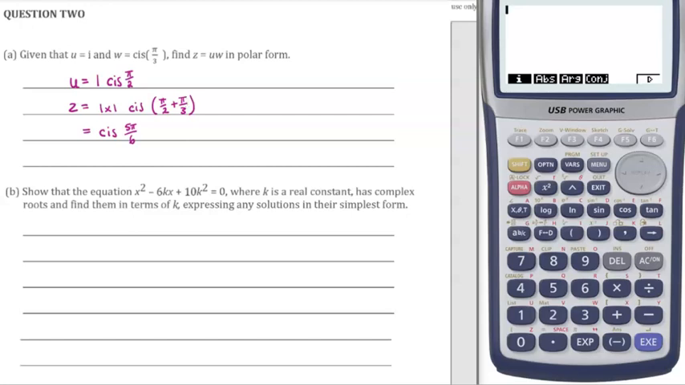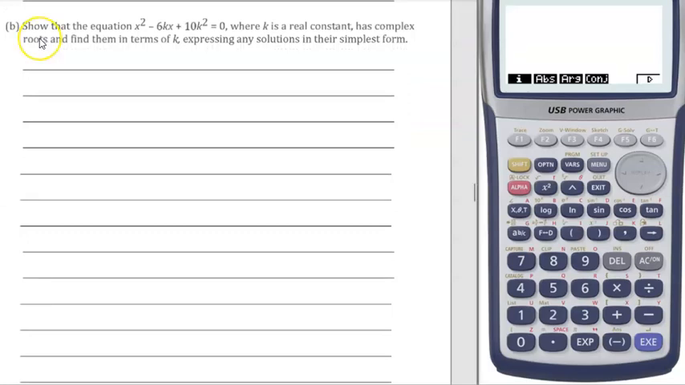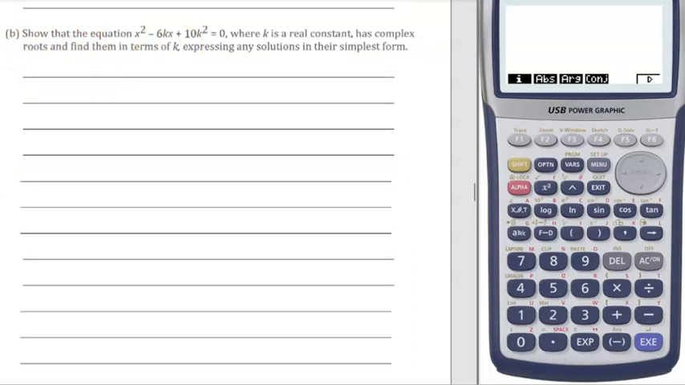For part B, we want to show that this equation has complex roots and find them in terms of k. So we use the discriminant to show the types of roots that we have. So the discriminant is b squared minus 4ac. Now if we can show that that's negative, we can show that we will have complex roots.